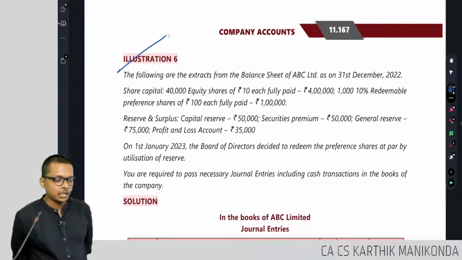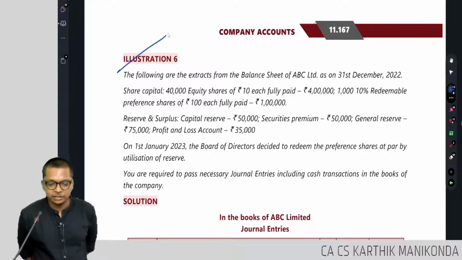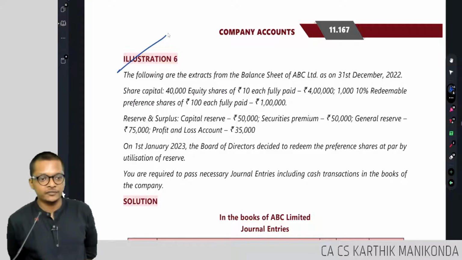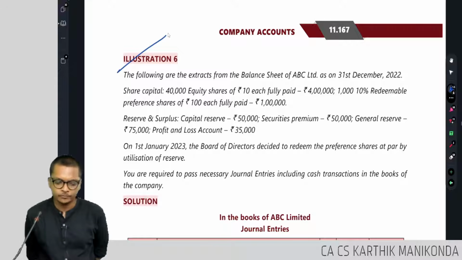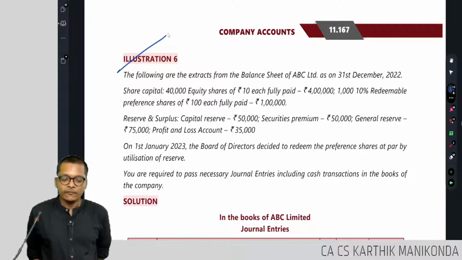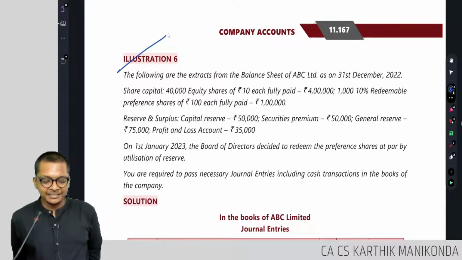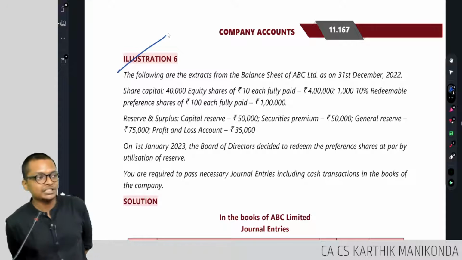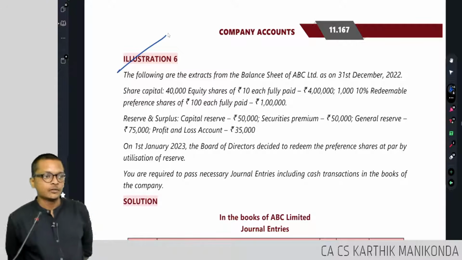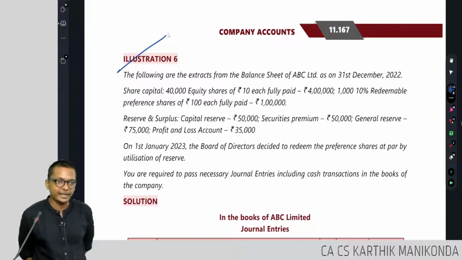Illustration 6. The following are the extracts of the balance sheet of ABC as of 31st of December. Share capital: 40,000 equity shares of 10 each. So what's the total share capital? 4 lakhs. Preference shares is 1 lakh. Total share capital is 4 plus 1 lakh, 5 lakhs. I'm just doing the computation in my mind.